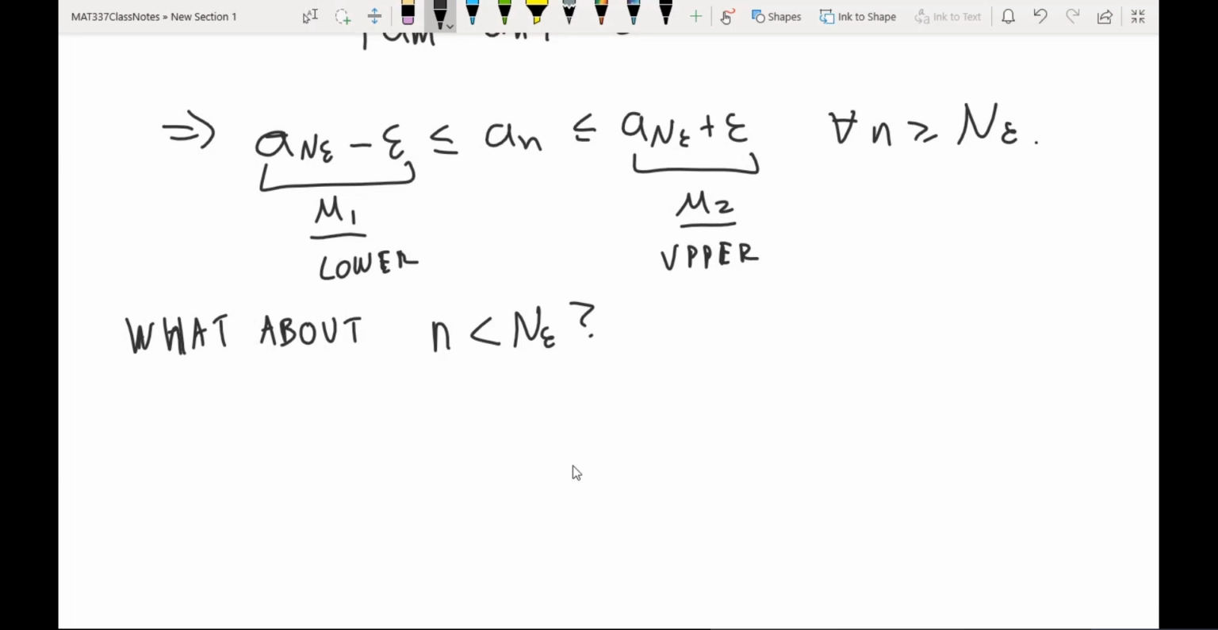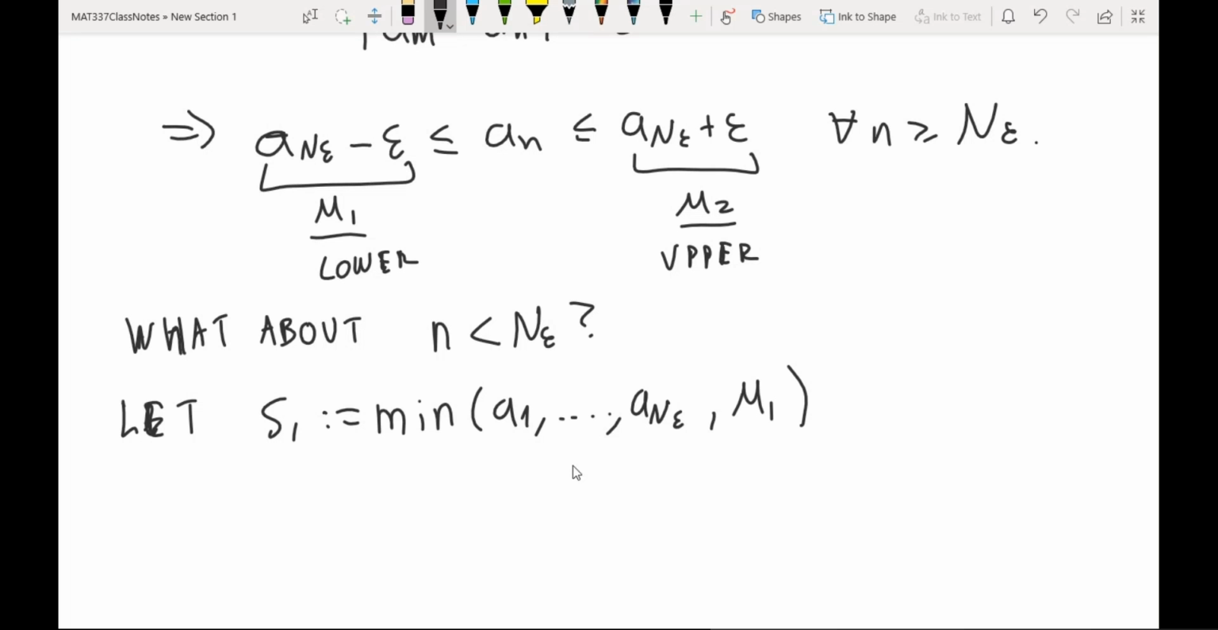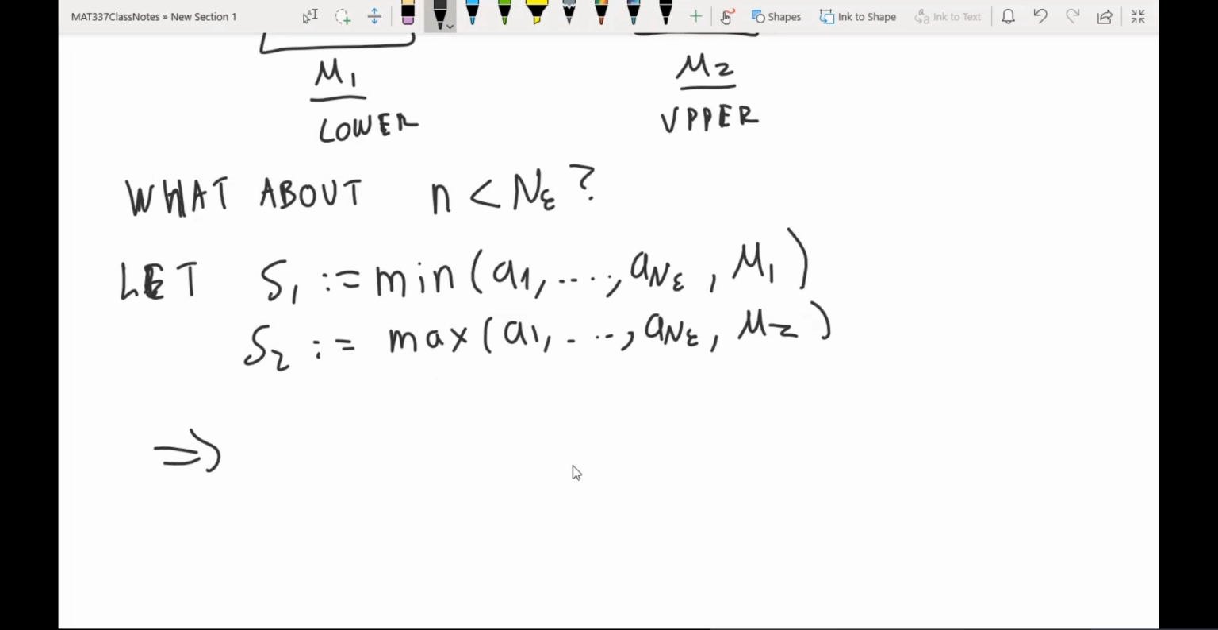Right, but these are finitely many numbers. So let S1 be the min of a_1, a_{N epsilon}, and M1, and let S2 be the max of a_1, a_{N epsilon}, M2. Then I think it's clear that for all n, S1 is a lower bound of a_n, and S2 is the upper bound for all n starting from 1. Okay.